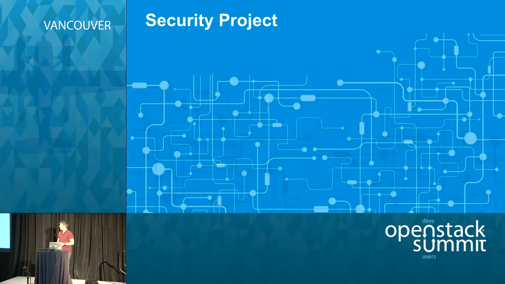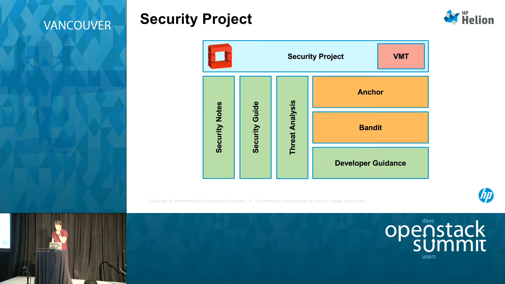So I want to talk to you a little bit about the security project. The OpenStack Security Group recently incorporated the vulnerability management team and applied to become an official project under OpenStack. And I'm glad to be able to tell you that we were actually accepted a few weeks ago. So the security project is now a horizontal team within OpenStack, much in the same way that the documentation team is. We're responsible for providing a number of different services to OpenStack.